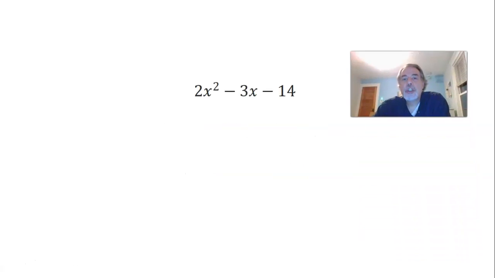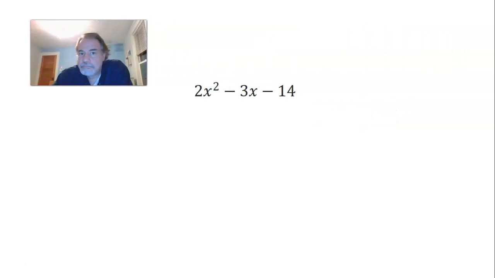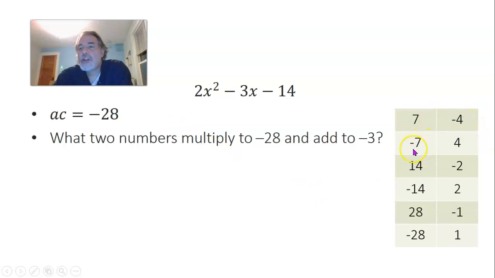How about this one? 2x squared minus 3x minus 14. A times c would be 2 times negative 14, and that would be negative 28. So we need to find numbers that multiply to negative 28 and add to negative 3. So think about all the ways you can multiply two numbers together and get negative 28. And out of all those possibilities, what's the one where those two numbers add up to negative 3?